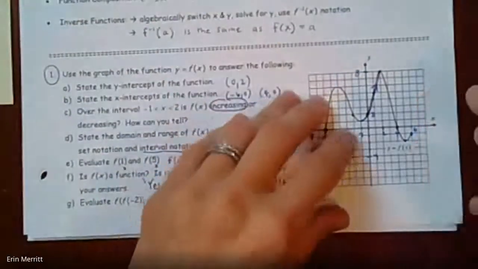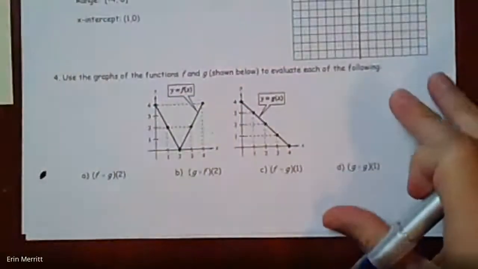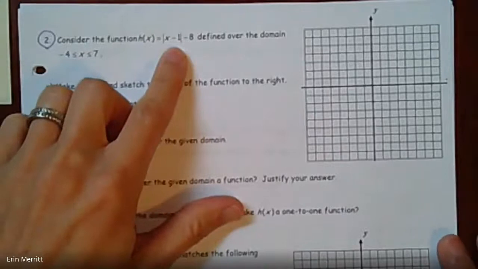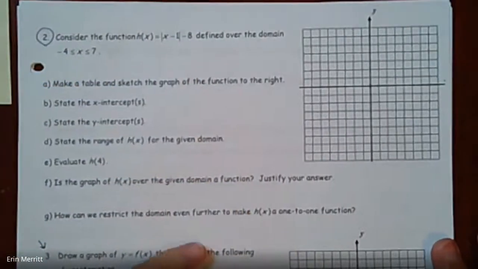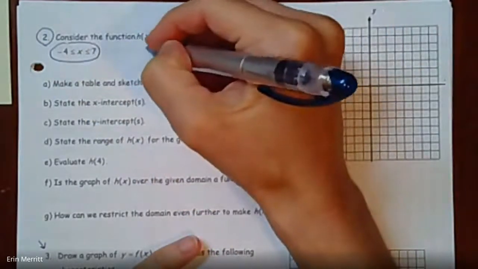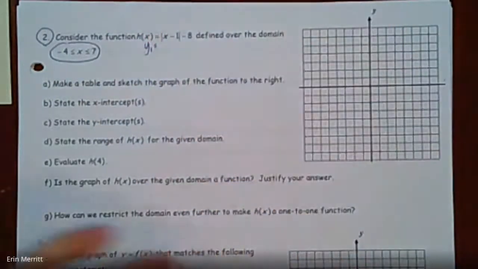Next one I want to look at is actually number 2. So when we come on over to number 2 here, it says consider the function absolute value of x minus 1 minus 8 defined over the domain just from -4 to 7. You can absolutely put that into your calculator.